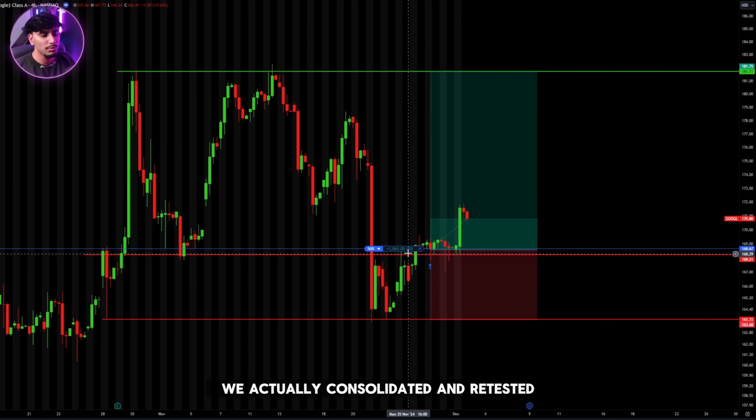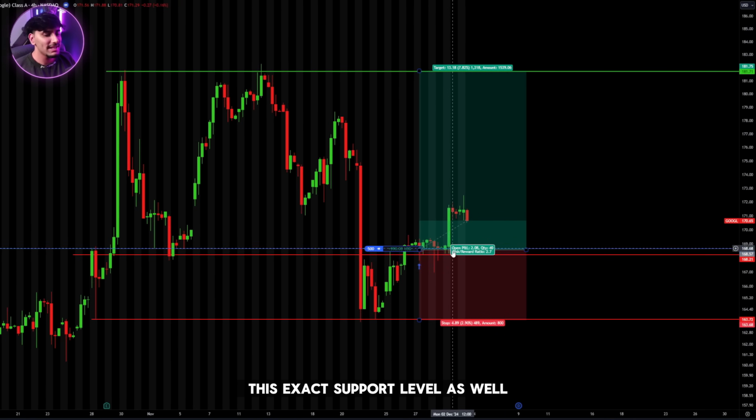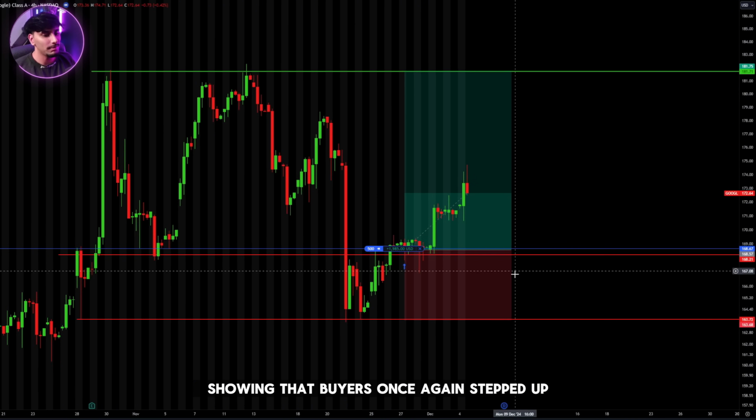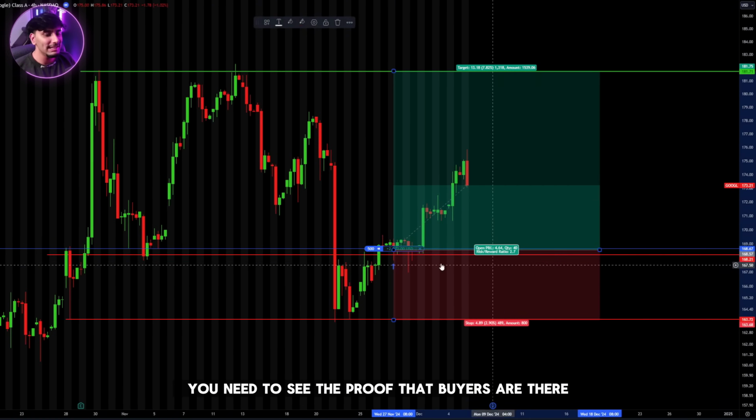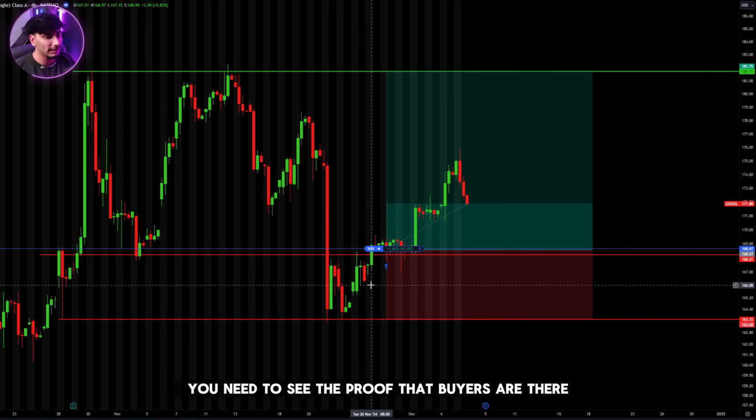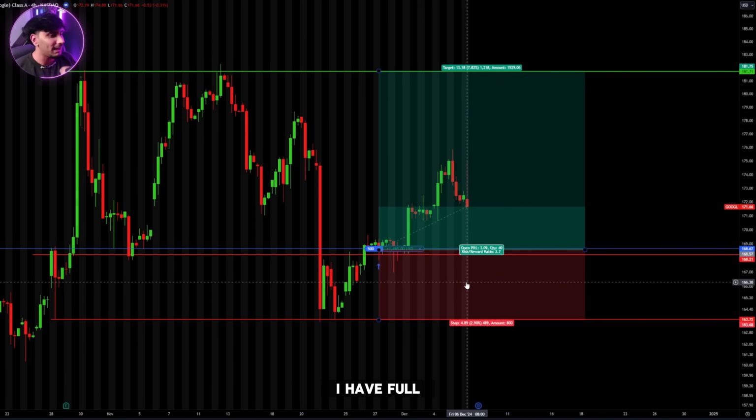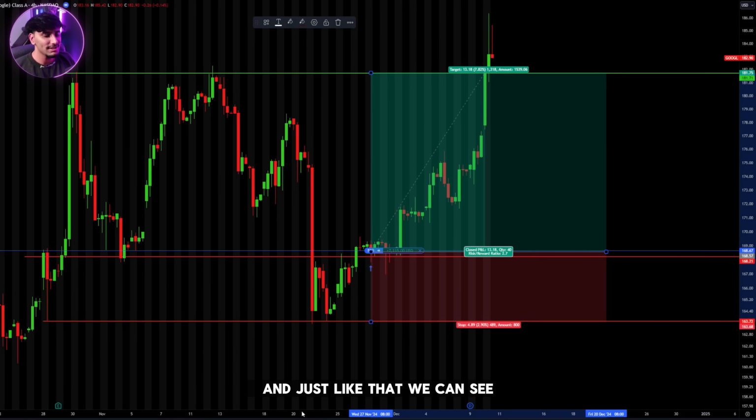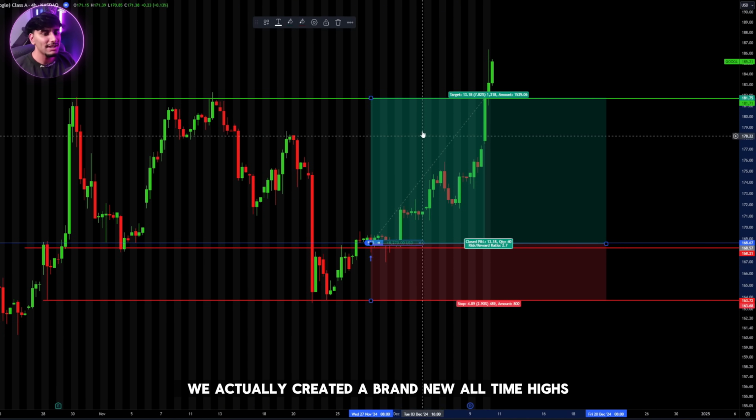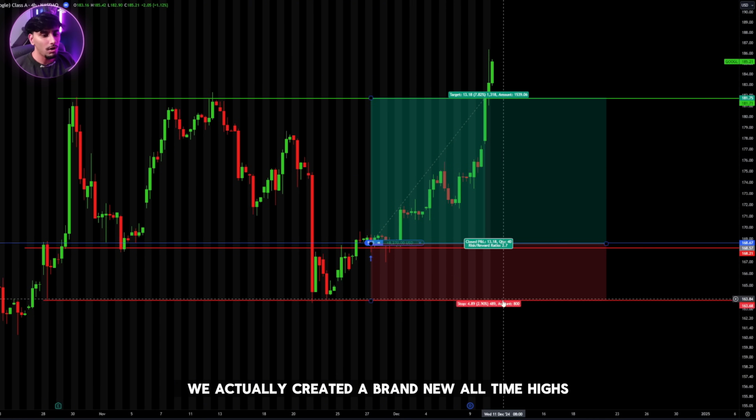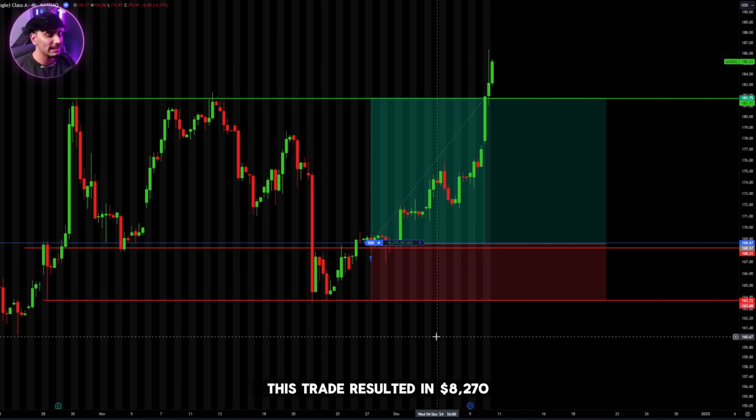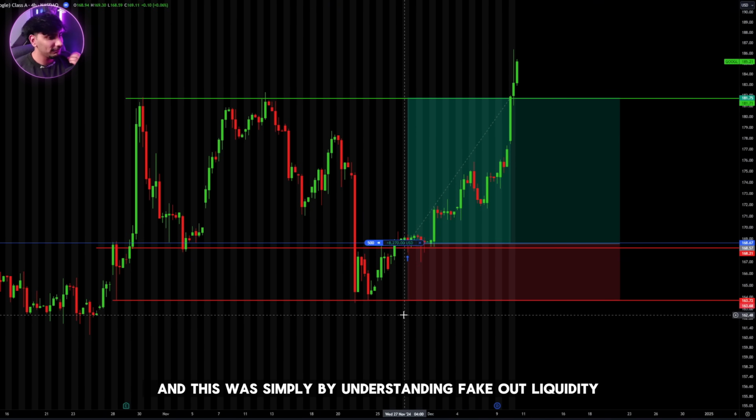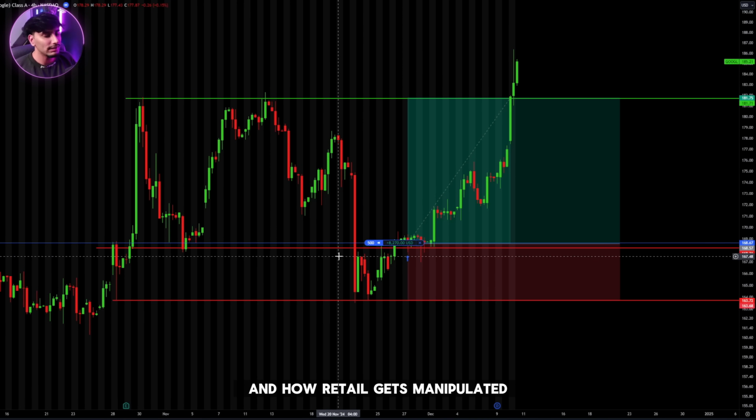So far, as you can see, we actually consolidated and retested this exact support level as well, showing that buyers once again stepped up. So it's very important to remember, you need to see the proof that buyers are there, and you do that through price action. I have full in-depth price action guides as well on my channel. And just like that, we can see we actually created brand new all-time highs. This trade resulted in $8,270, and this was simply by understanding fake out liquidity and how retail gets manipulated.